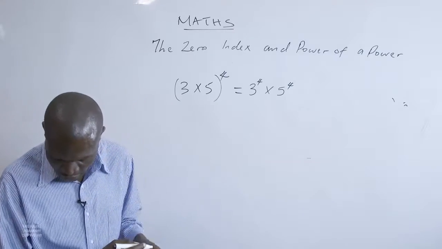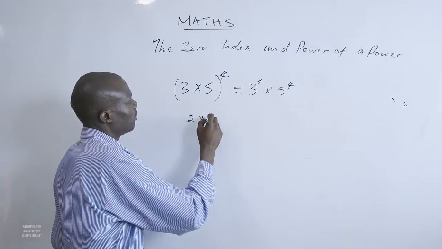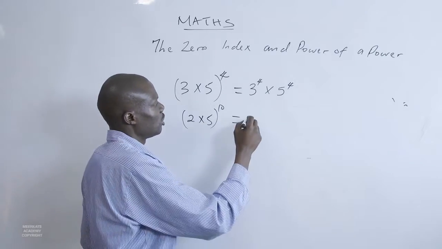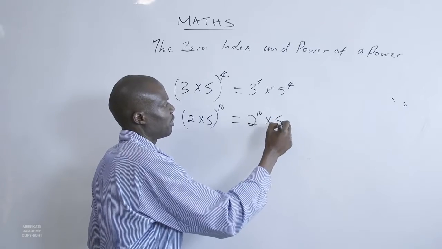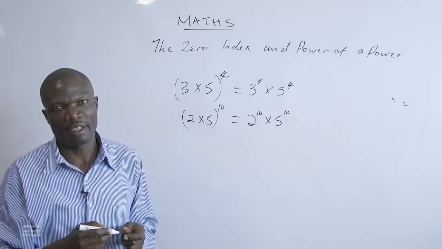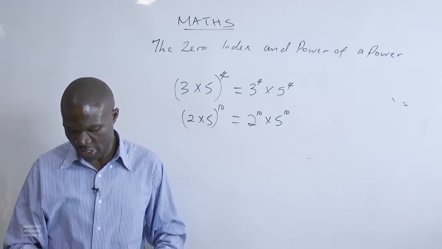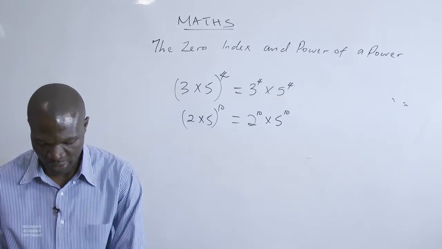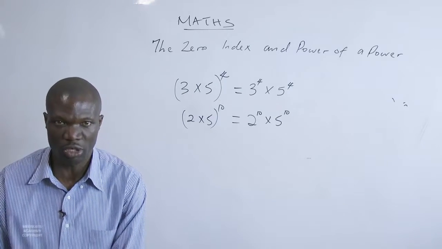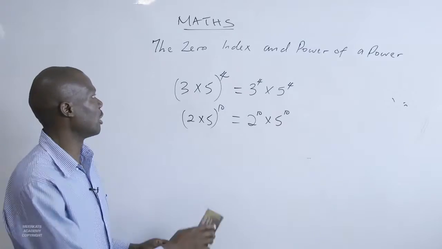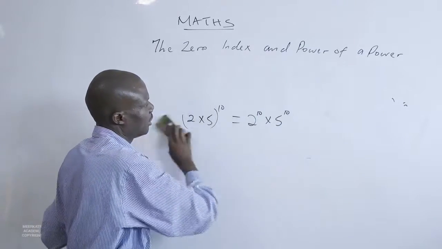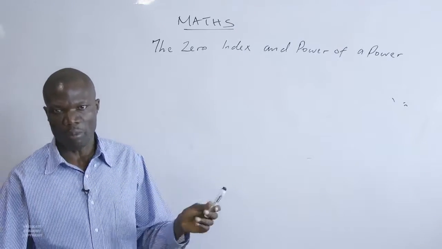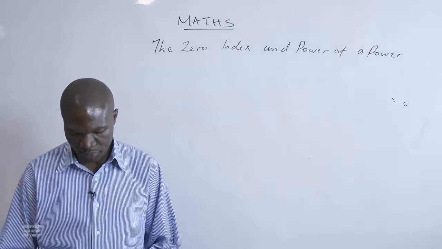And if we had 2 times 5, all raised to the power of 10, this would give us 2 to the power of 10 times 5 to the power of 10. That is how expressions involving powers can be expanded. So let us look at workable exercises and see how to approach and apply what we've gone through.